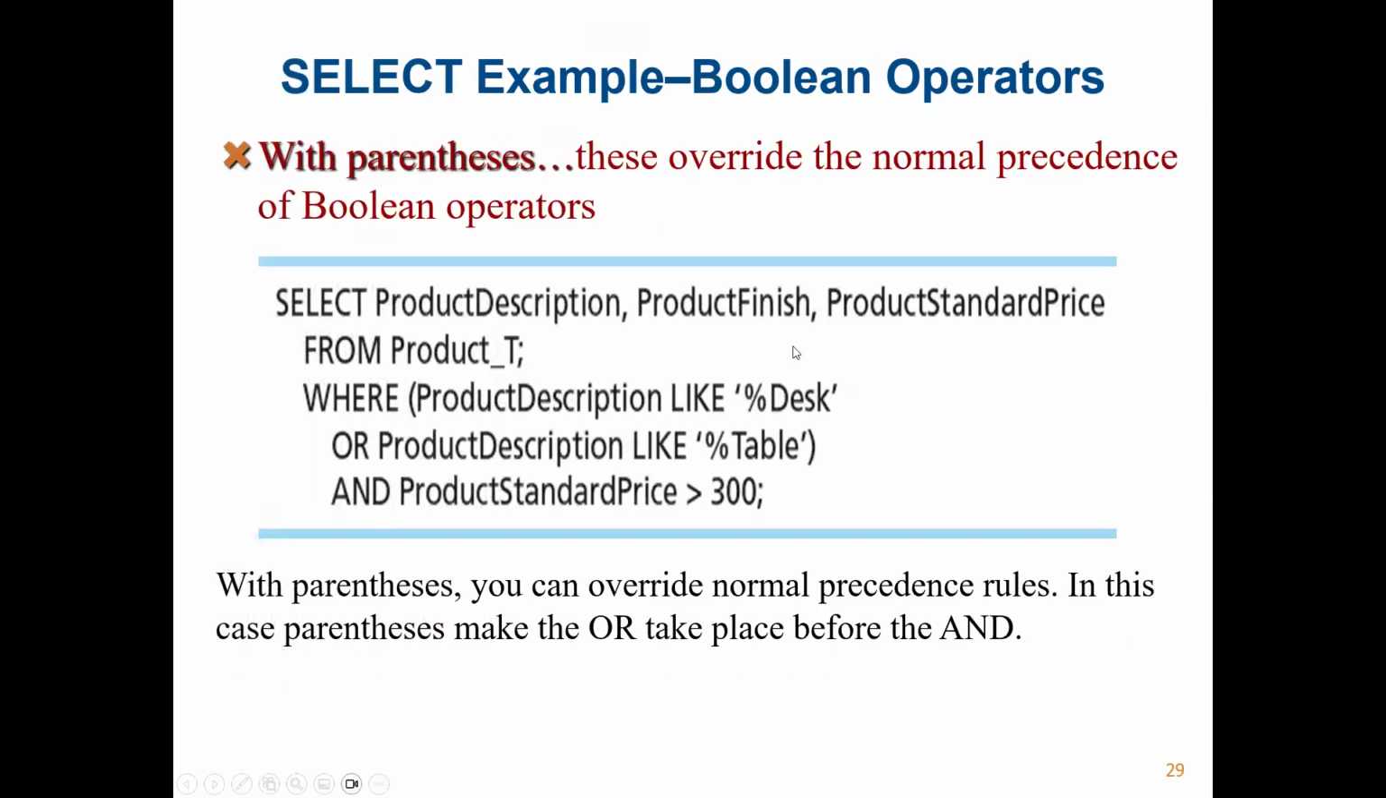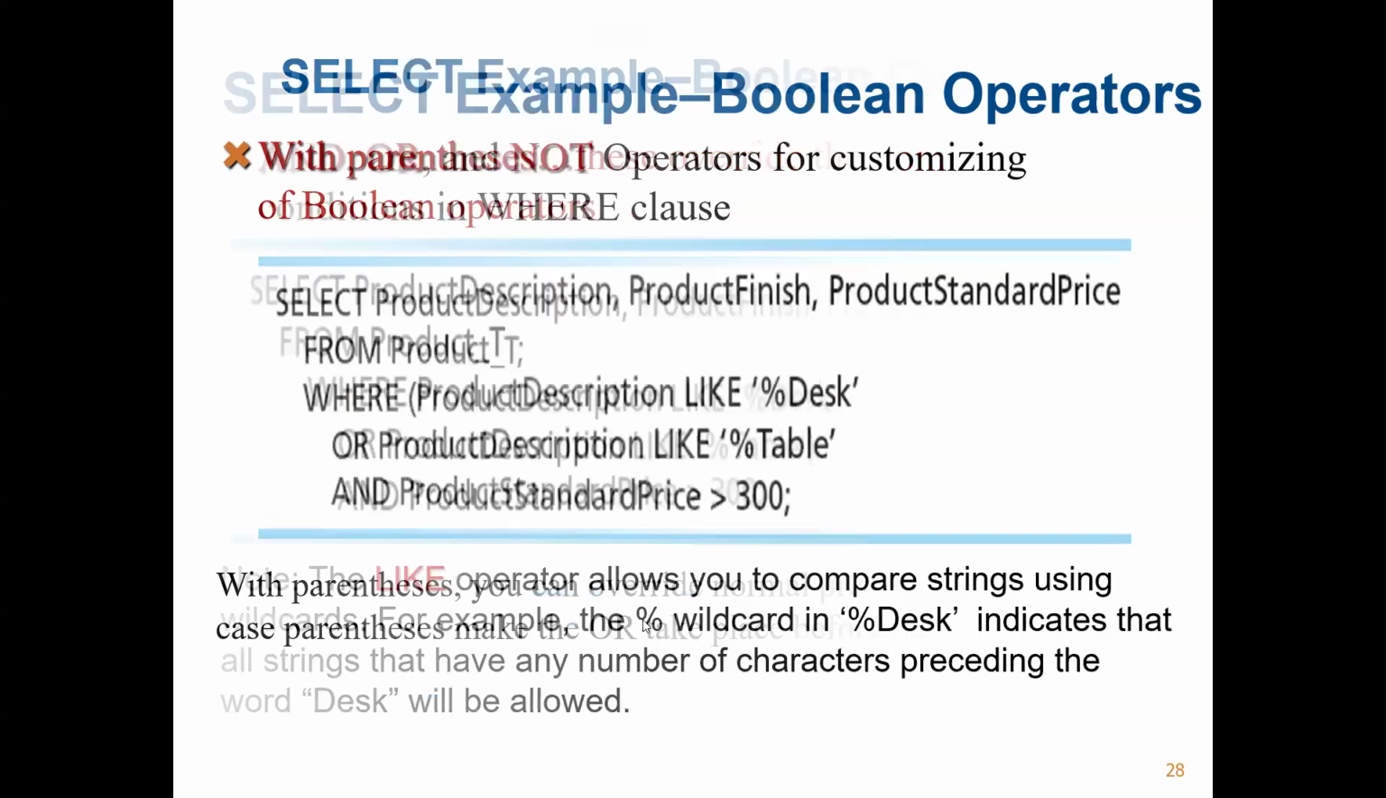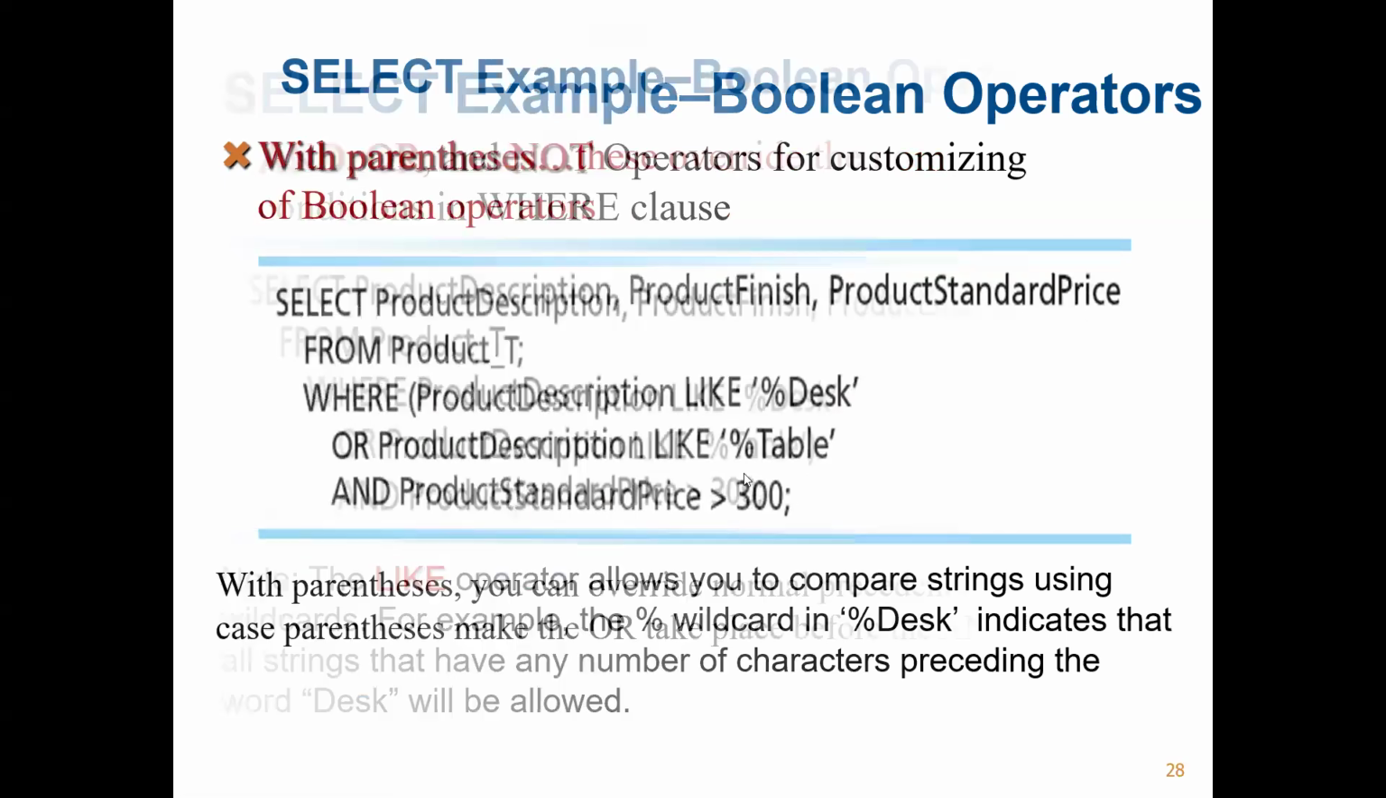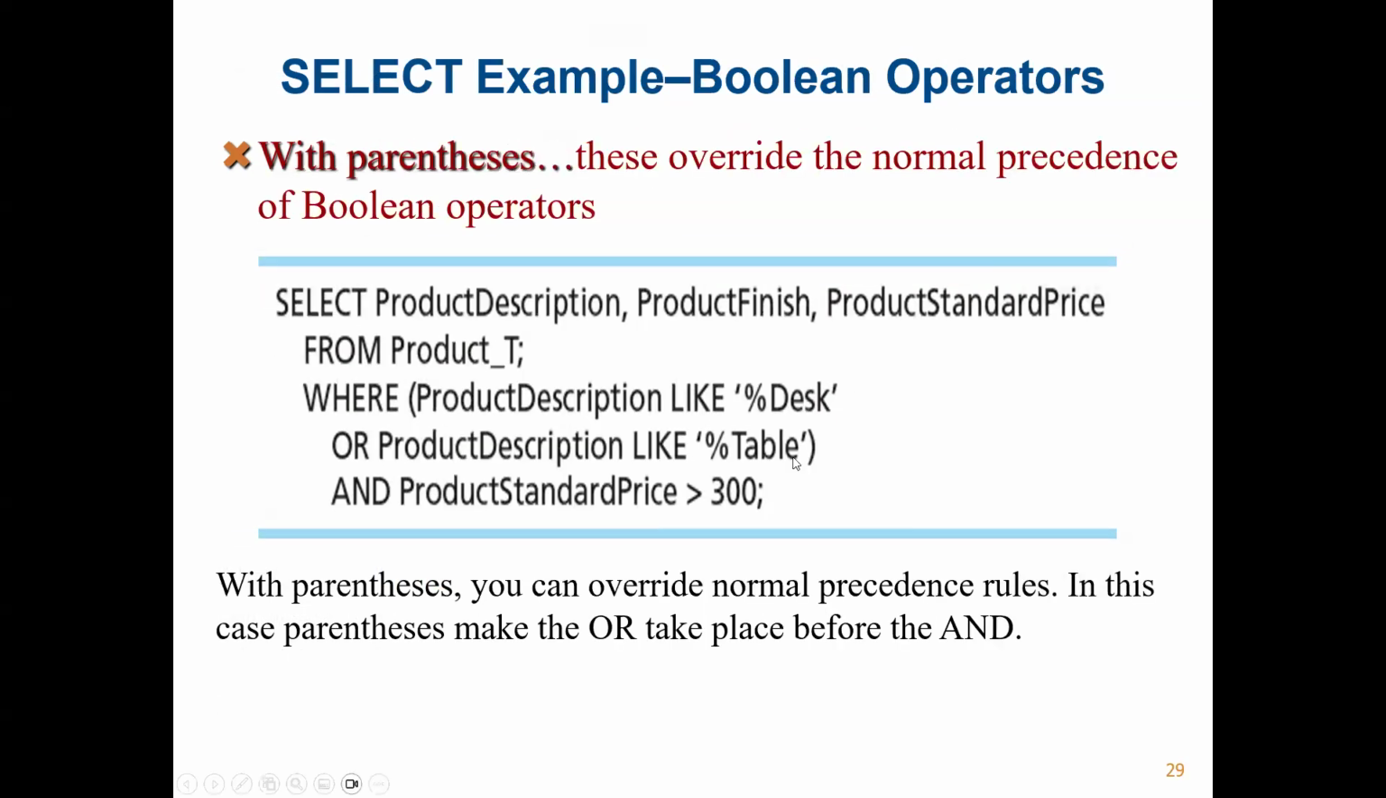We have another example here, which again is the same concept. We have the product description, finish, standard from product T. Here we say where product description is this or this, and also this. Now, the difference between the two, we can see that we put a parenthesis here, which is the same, we put a parenthesis here. This means we must get one result here first, then AND.